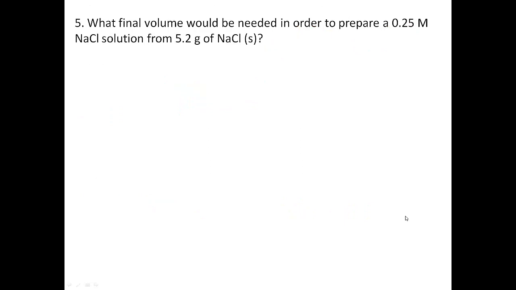Okay, they want to know about the volume of a known concentration. So this is something new. Okay, so what is our concentration? That's going to be 0.025 moles of sodium chloride per decimeter cubed. Now, if we take 5.2 grams of sodium chloride and we want to make a 0.25 molar solution, how much solution is that going to make?